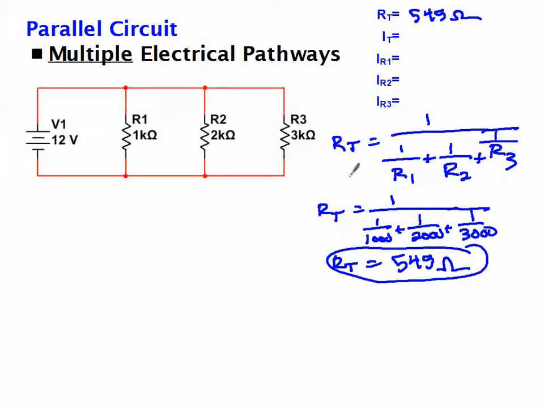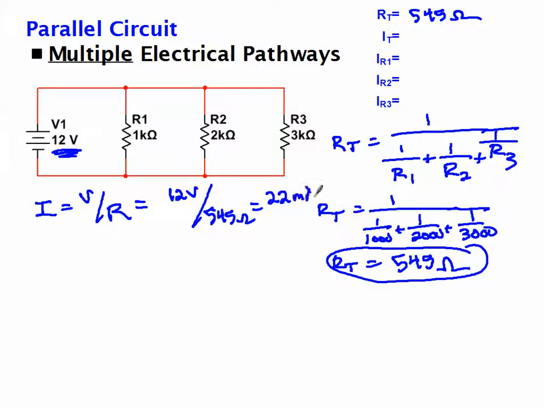We can get the total current by applying Ohm's law. We have total voltage, we have total resistance, therefore Ohm's law states that current equals volts divided by ohms, which is going to be 12 volts divided by 545 ohms, which comes out to be, I think, 22 milliamps. 0.022 amps equals 22 milliamps. Put it in proper SI notation.